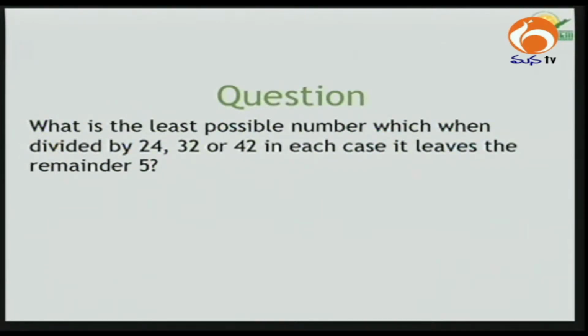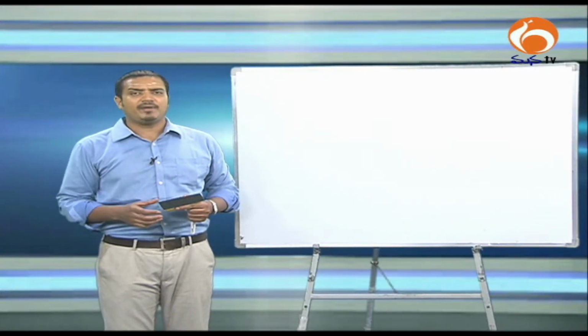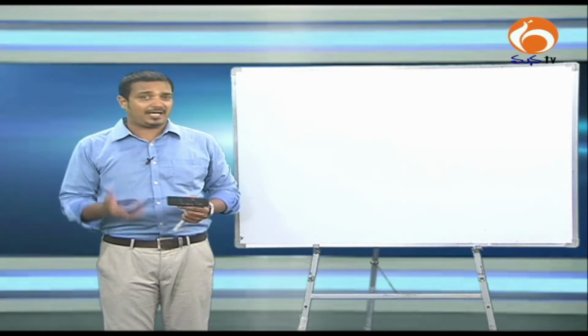Which is the least possible number which, when divided by 24, 32 or 42, in each case leaves the remainder 5? Alright, what does it mean? See, once again, the least possible number is probably the LCM, least common multiple. They say the number leaves remainder 5 when divided by 24 and 32 and 42. It is so simple. Say there is a number, any number, which is divided by 24, or 32, and then 42. While dividing, it gives us a remainder of 5. So how do we find out that number?